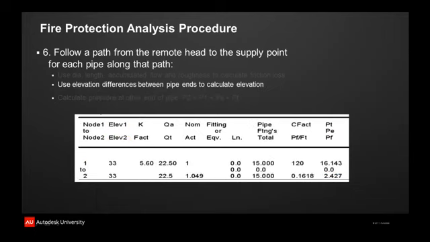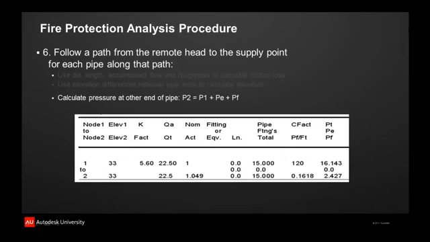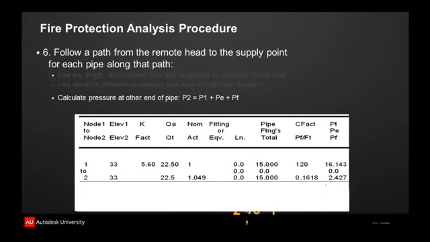And then finally, we're going to calculate the pressure at the other end of reference of the pipe from 1 to 2. And so the pressure at point 2 is the pressure at point 1 plus the elevation difference plus the friction loss. So the pressure at point 1 was 16.143. The elevation pressure was 0, and the friction loss was 2.427. So we add those all together and we get 18.57, which is the pressure at point 2.